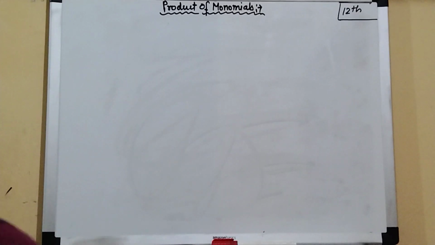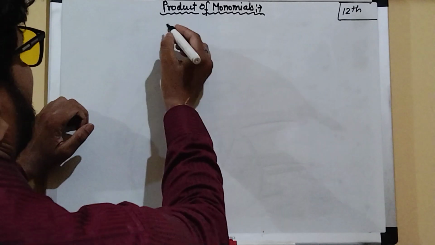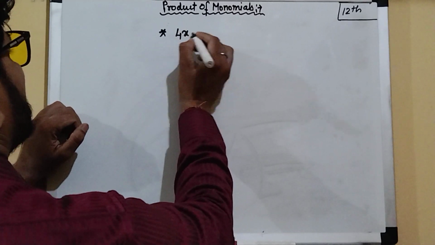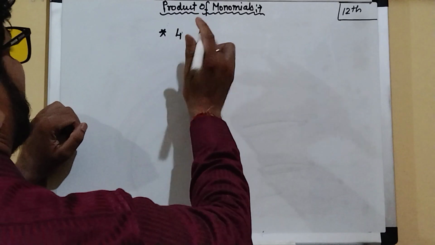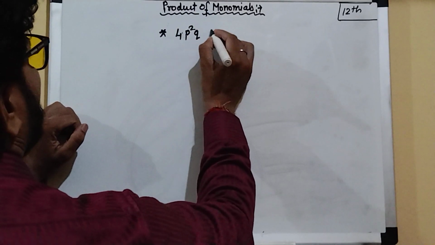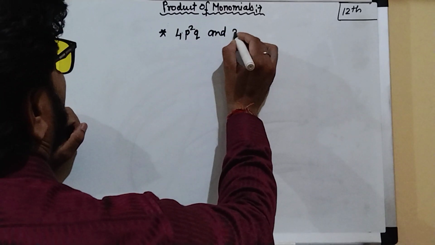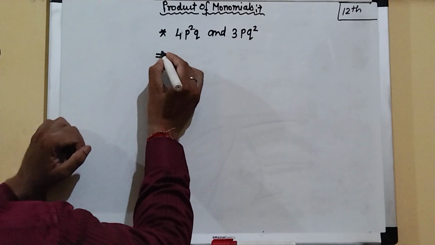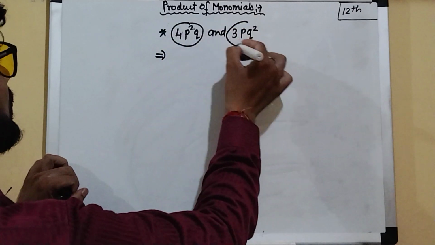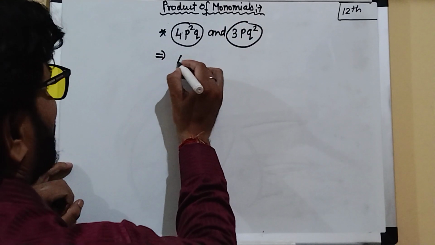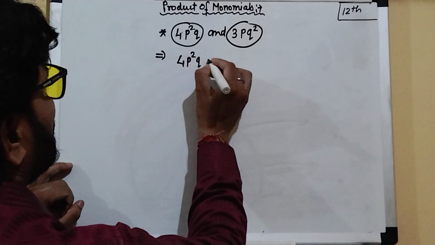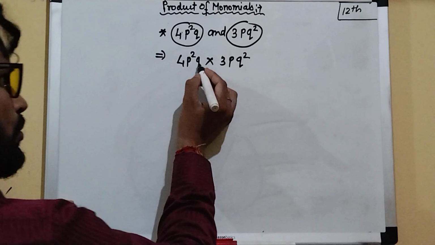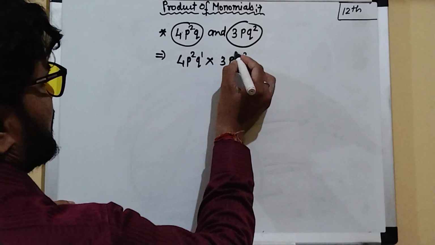Suppose you have a sum. Find the product of 4p square q and 3pq square. Then how can we find the product of these two terms? For this, first of all, we have to write 4p square q into 3pq square. q, that means power 1, p, that means power 1.